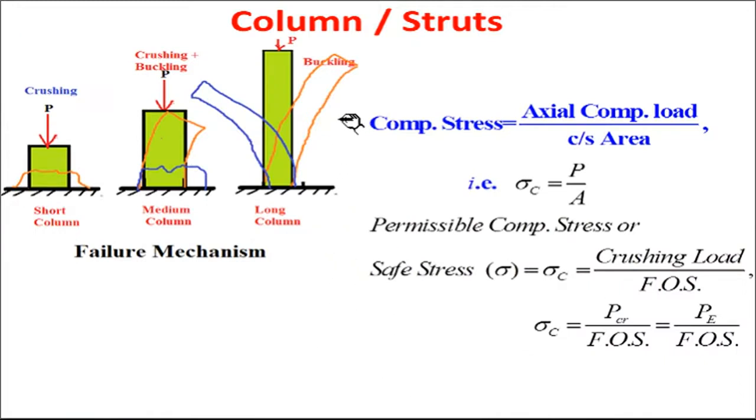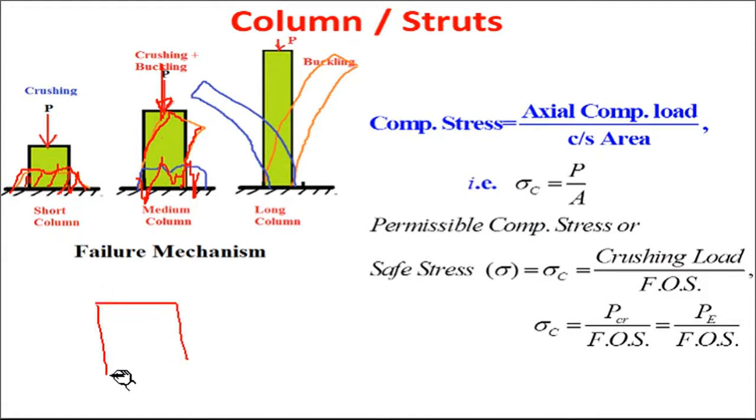Now the same phenomenon I have shown here. The short column, whenever loaded, will fail due to crushing. This material will be crushed and it will be in this form. This medium column may fail due to crushing of the material, or it may fail by buckling, like this. It may buckle like this, out of the plane buckling. It will not always go to the right side. It may be left side, right side, this side or that side. That depends upon how this load causes the moment.